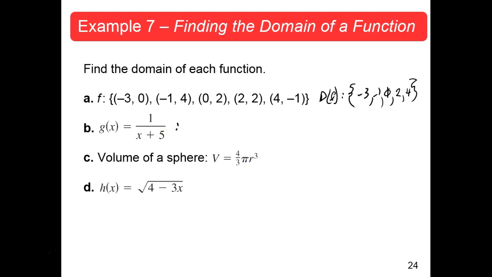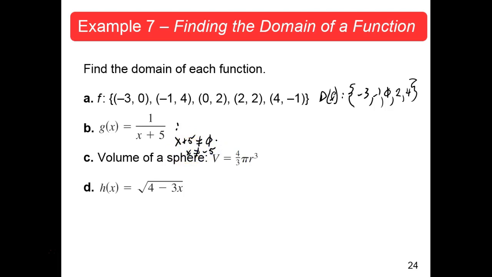What do we do about G? What do we know can or cannot happen with G? Let's set the denominator equal to 0. Actually, I like to do it not equal to 0 because it can't be 0. So, book does it the other way. So, either way you want to do it. X plus 5 cannot equal 0. Okay, you can never divide by 0. And if you solve that inequality, what do you get? Okay, X cannot equal -5.